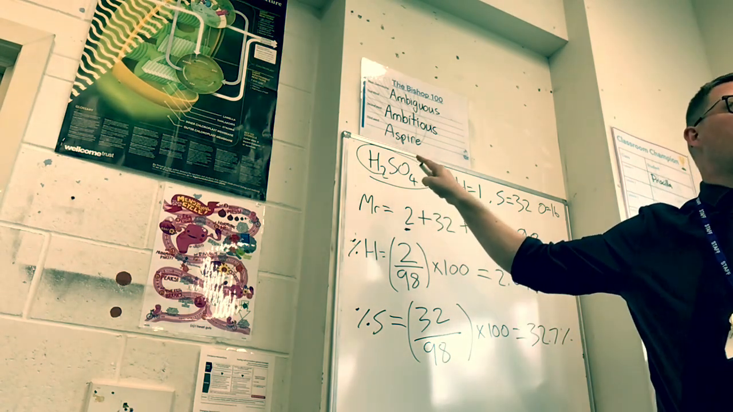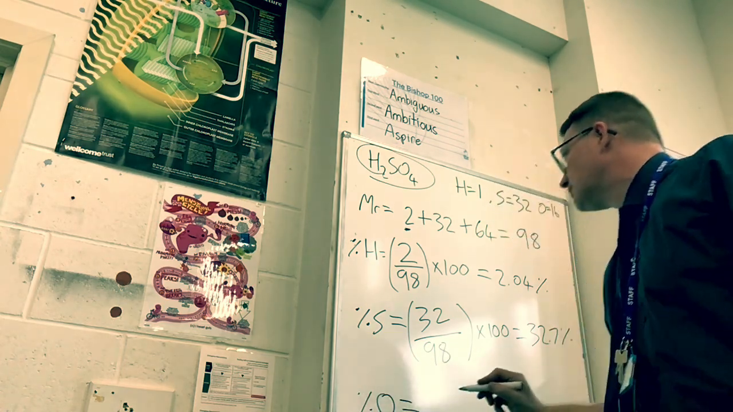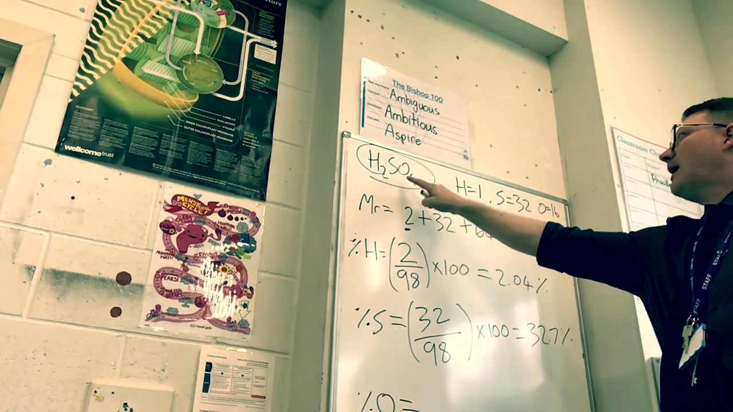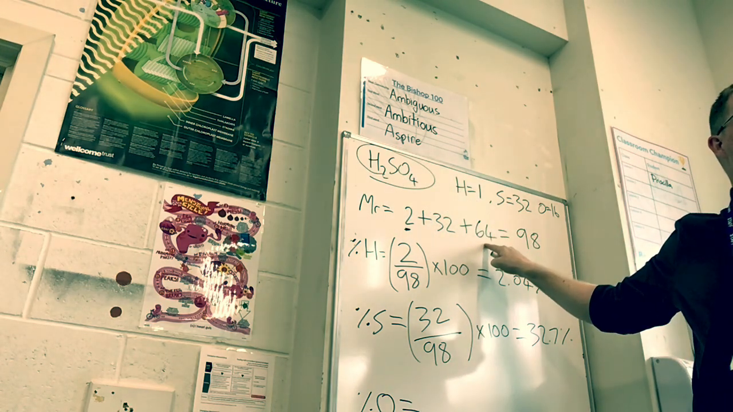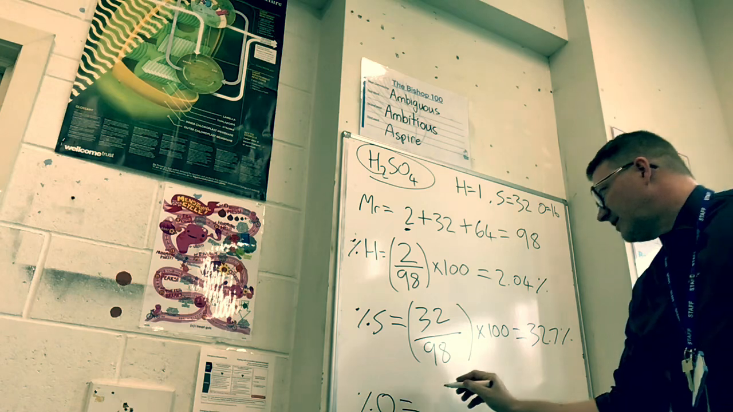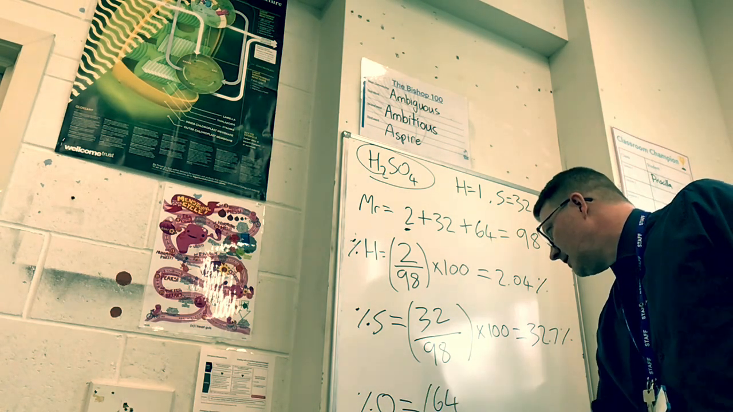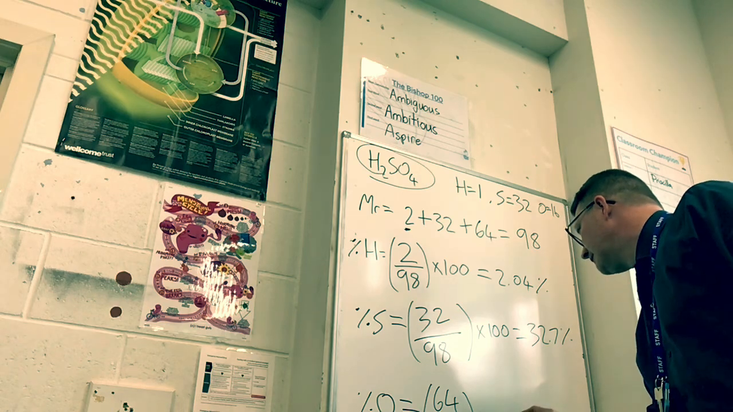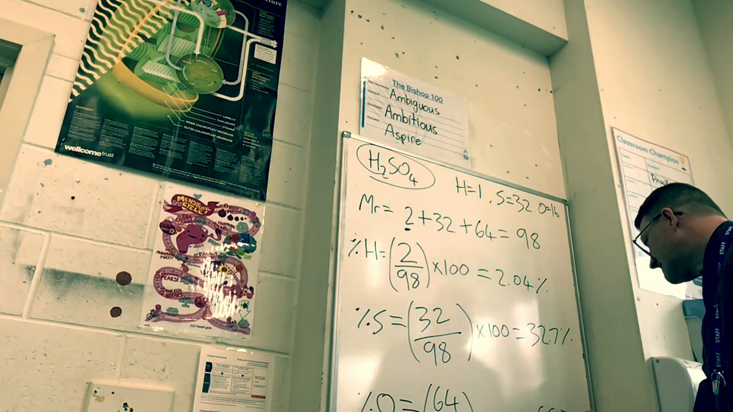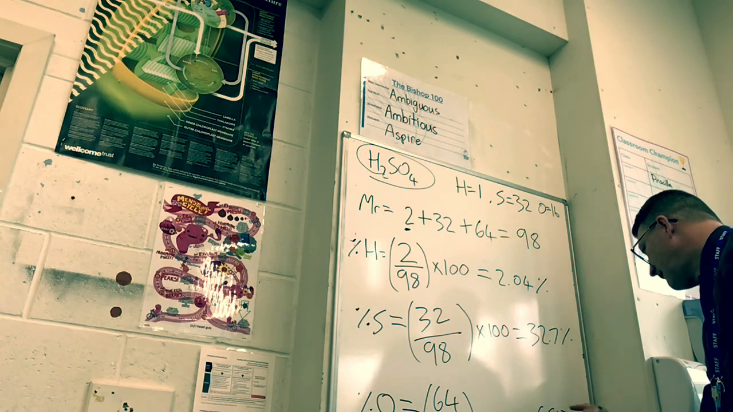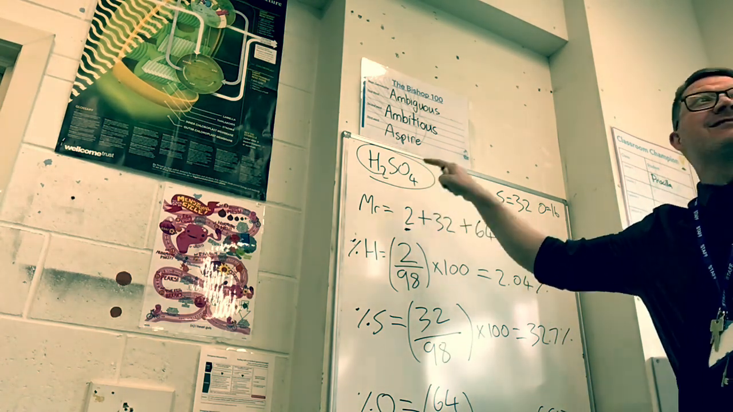Finally, we've got to work out the oxygen. Right, percentage for oxygen equals, okay, we've got 4 oxygens, how much of our 98 is that worth? It's worth 64. So 64 divided by 98 multiplied by 100. 65.3%. 65.3% of our compound, of our H2SO4, is the oxygen.